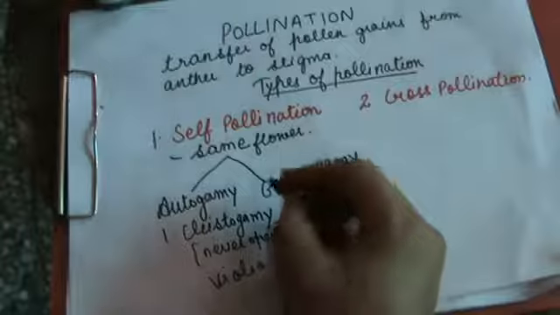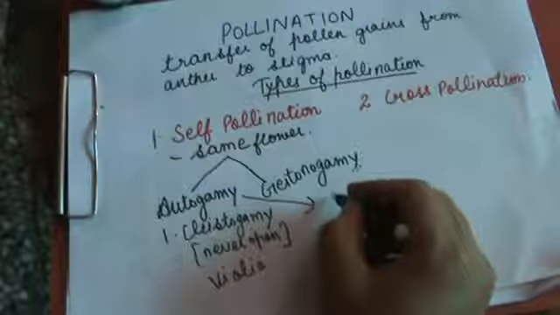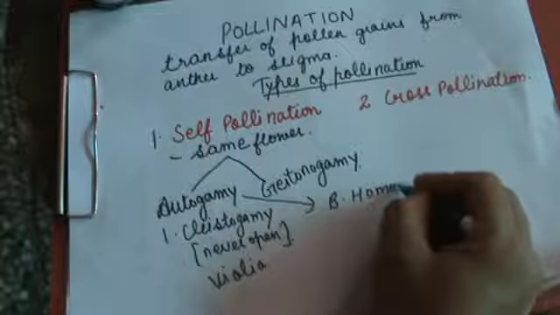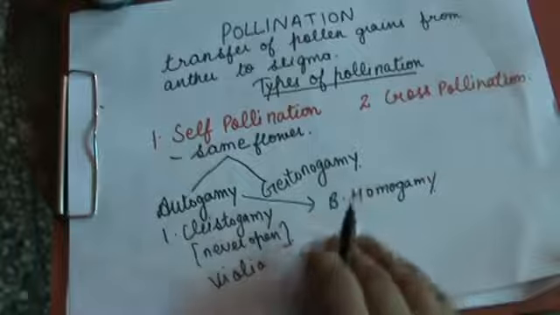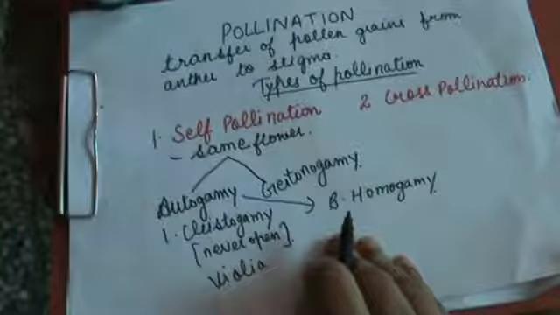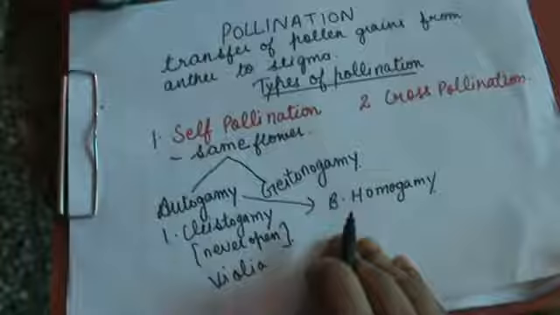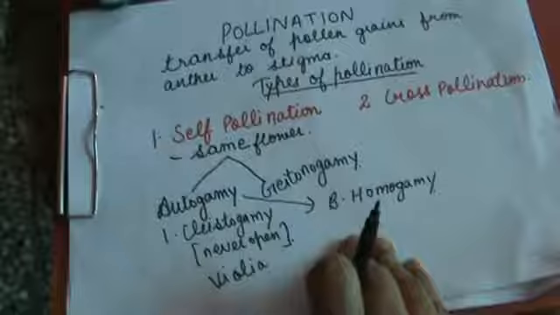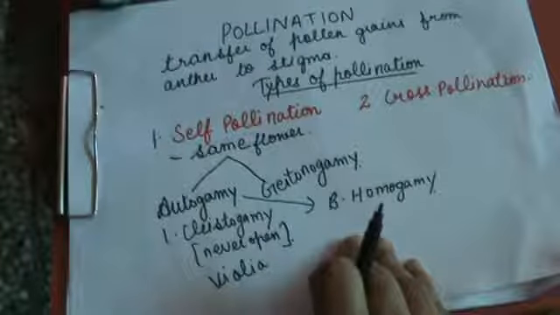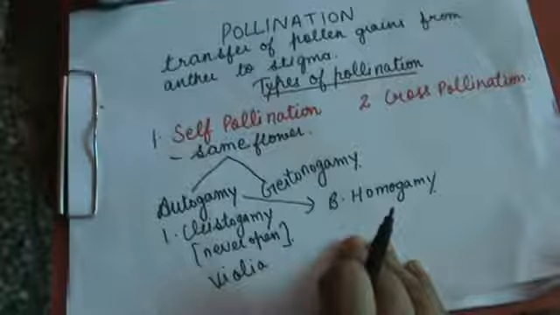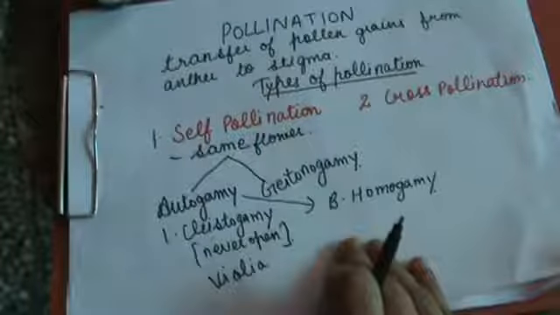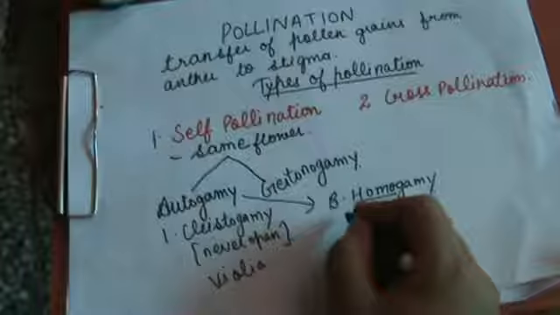Next, students, homogamy. This is a type of autogamy. What is the meaning of homogamy? In some flowers, the anthers and stigma of the same plant mature at the same time and are brought close to each other by growth, bending or folding to ensure self-pollination. It means it occurs in the same flower.